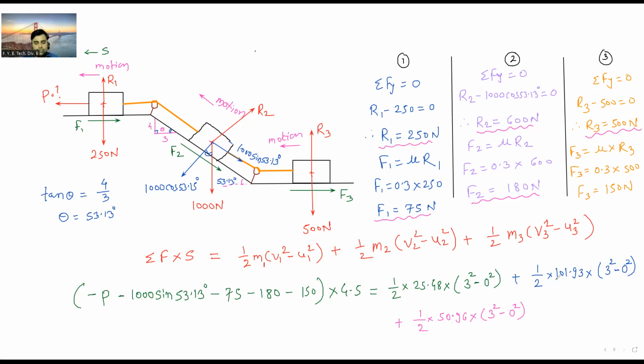So in this whole equation the only unknown is P. If you solve this, at the end you will get the answer. P is equal to 1383.36 Newton. Please verify the answer.